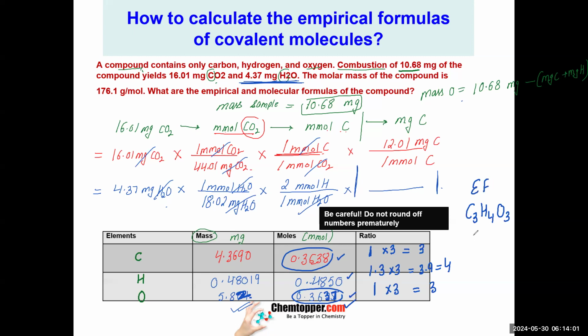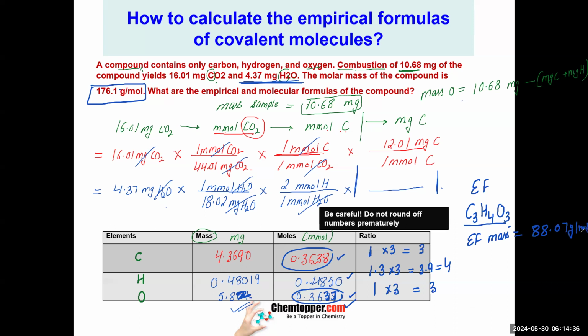Now I need to know the N factor. The molar mass is given. This molar mass, I can take it in milligrams or grams. That's fine because we are done with the empirical formula. So what's the empirical formula mass? You can calculate it in grams per mole. Are you getting 88.07? Okay. Grams per mole.